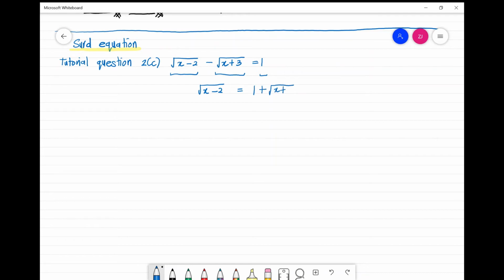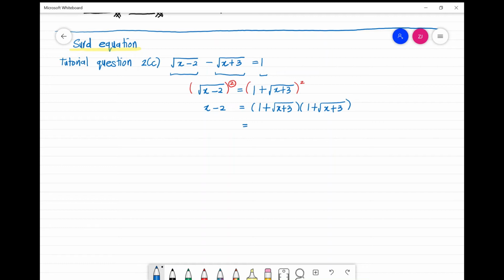Okay, x plus 3. Then how to get rid of the surd? So we are going to square both sides. So if you square the left hand side, this one is basically to the power of 1 over 2, so to the power of 2. So 1 over 2 times 2 means the surd symbol will be gone. So we have x minus 2 here. And then this one, 1 plus surd x plus 3, so 1 plus surd x plus 3.